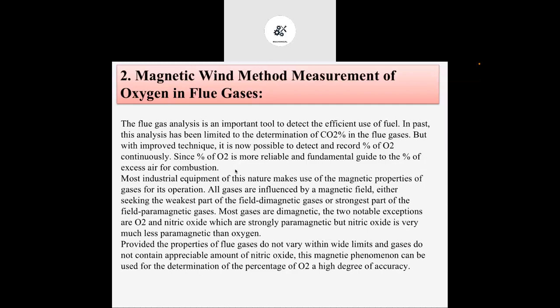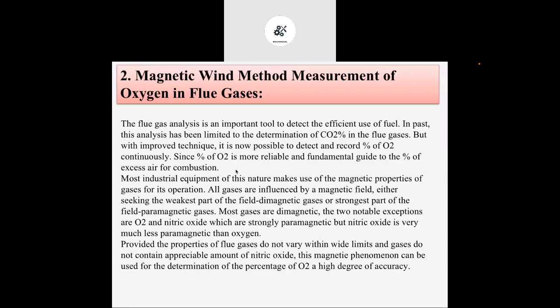As we know, the percentage of O2 is more reliable and the fundamental guide to find out the percentage of excess air we are providing to the combustion. It will give you the idea regarding the combustion, how efficiently that combustion is carried out.